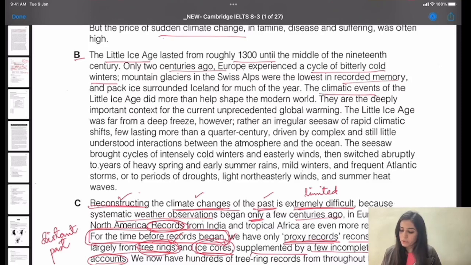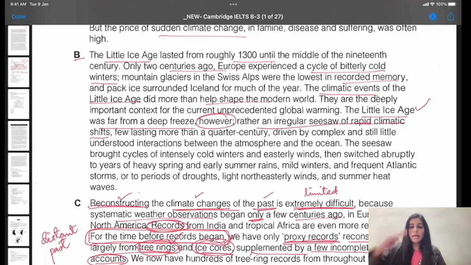The climatic events of the Little Ice Age did more than help shape the world. They are deeply important. The Little Ice Age was far from deep freeze. Far from deep freeze basically means that it was not all about ice itself. However, rather an irregular seesaw of rapid climatic shifts.